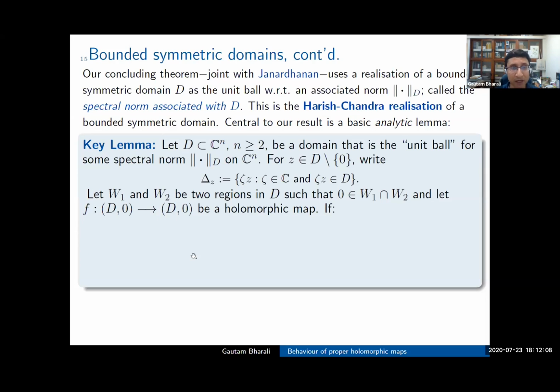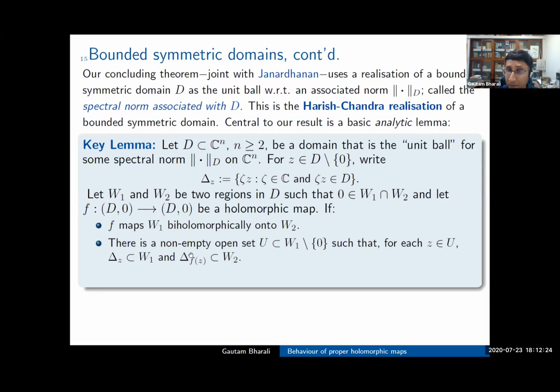Let's suppose W1 and W2 are two regions in D, so that both of these regions contain the origin. And let's assume that F is a holomorphic self-map of D that fixes the origin. Now, if F biholomorphically maps W1 onto W2, and this second condition is sort of a bigness condition for the sets W1 and W2.